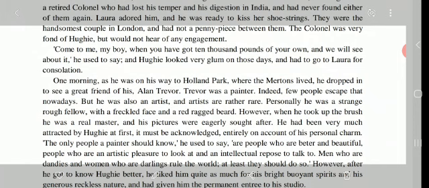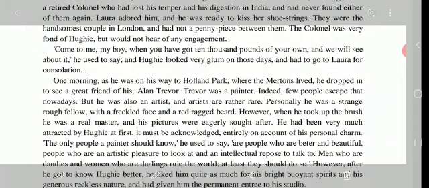"And we will see about it." About it means about the engagement, he used to say. "And he looked very glum on those days and had to go to Laura for consolation." Glum means very sad or unhappy or feeling dejected. Now, this is the conflict, and this makes the protagonist of the story very much unhappy.